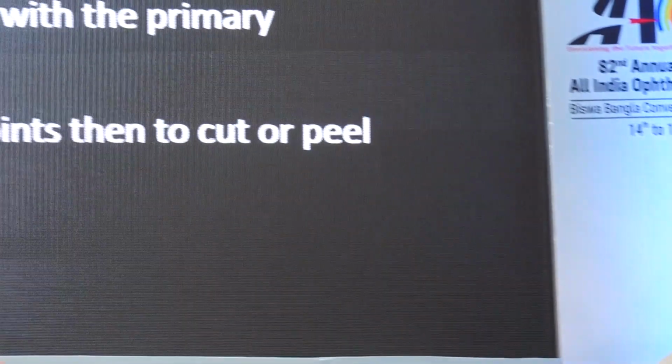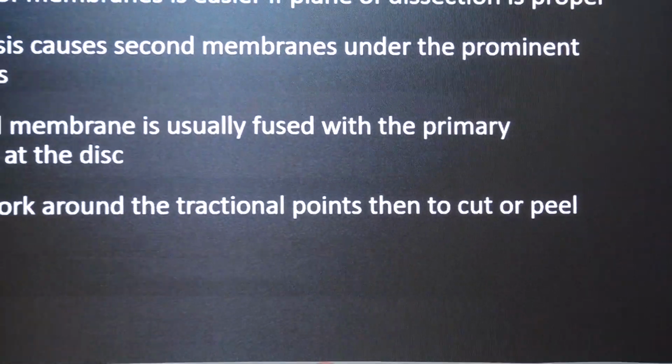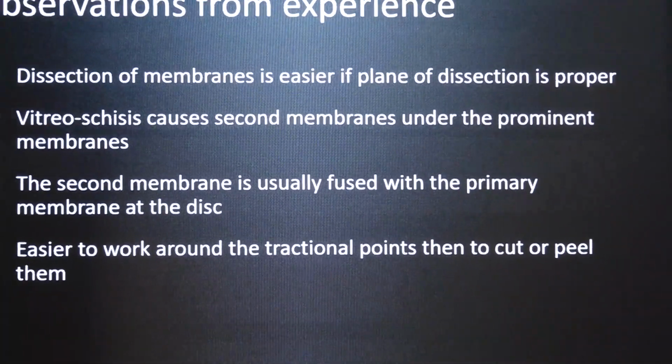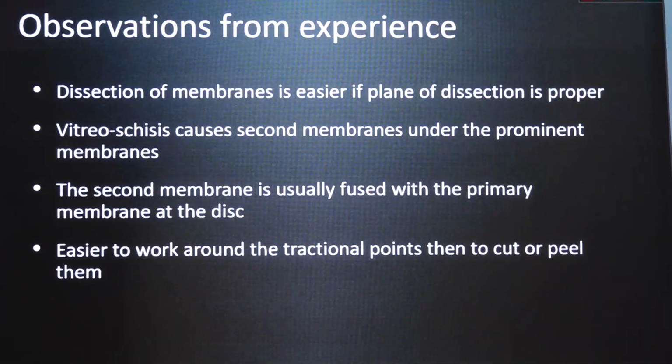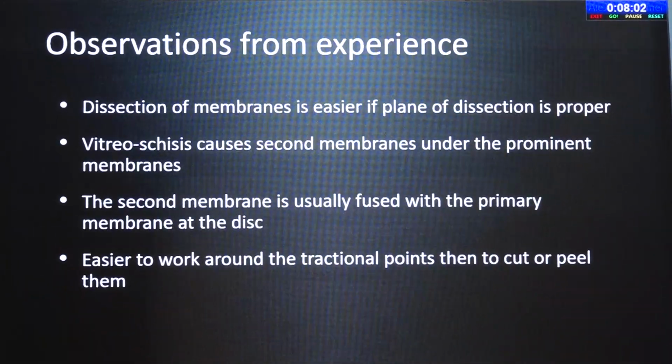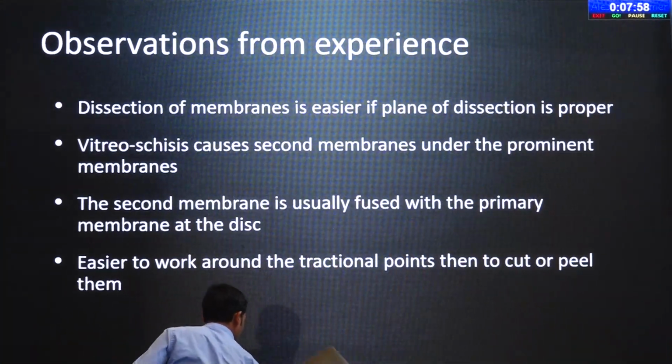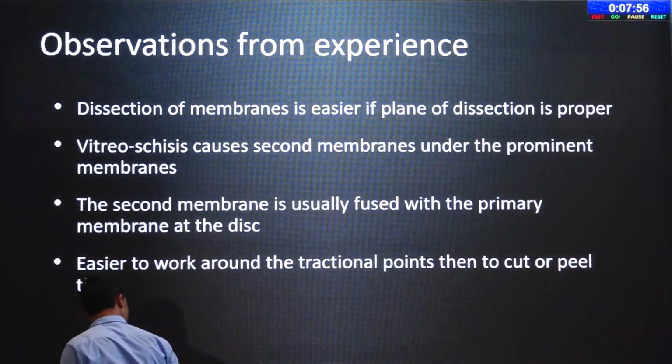From our past experience, we have observed, and this is very important, that dissection of membranes is very easy if you have a proper plane of dissection. And as Dr. Dries in his previous presentation showed, vitroschisis causes second membranes under the prominent membranes. And all these membranes, whether second or third, are usually fused with the primary membrane at the optic nerve head. And it's always easier to work around the tractional points than to cut or peel them.